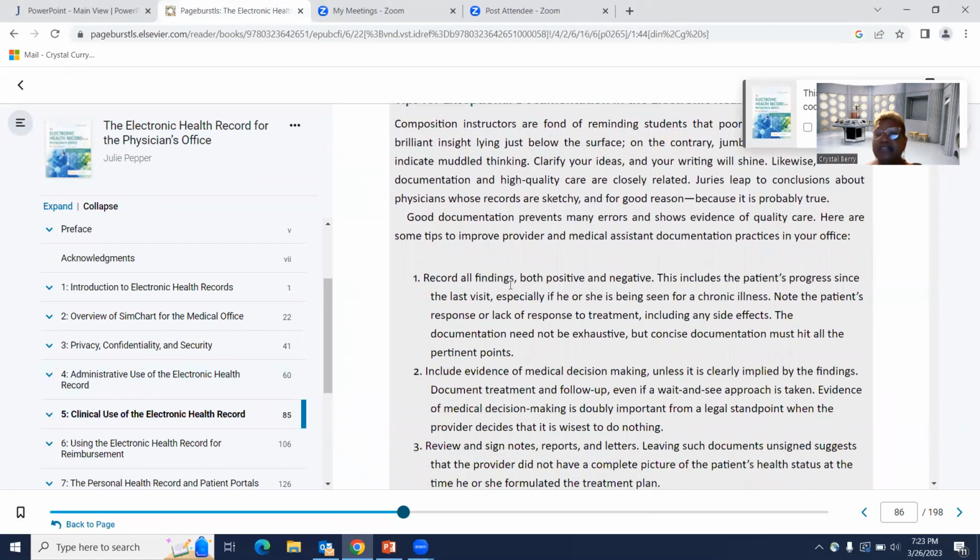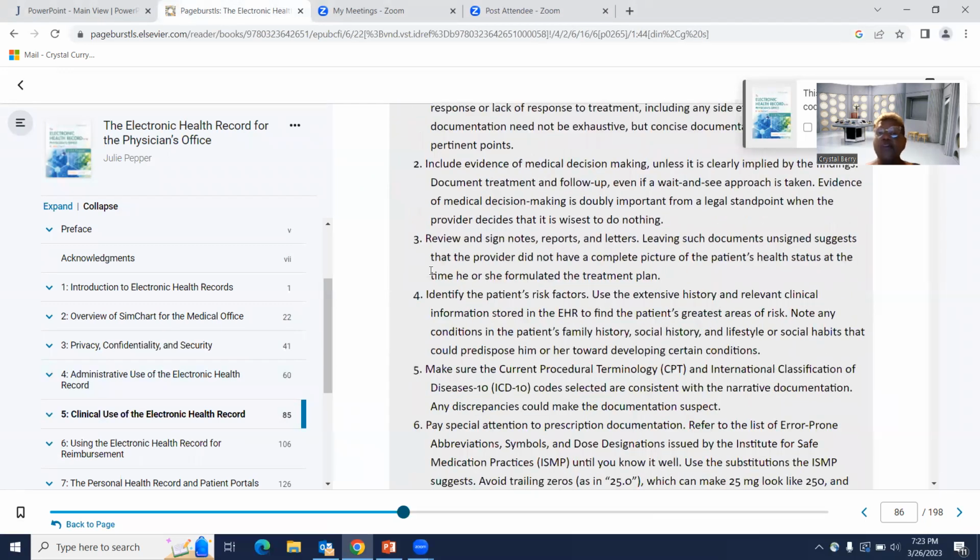Record all findings, both positive and negative. Include evidence of medical decision-making unless it is clearly implied by the findings. Document treatment and follow-up, even if a wait-and-see approach is taken. Review and sign notes, reports, and letters. Leaving such documents unsigned suggests that the provider did not have a complete picture of the patient's health status at the time he or she formulated the treatment plan.